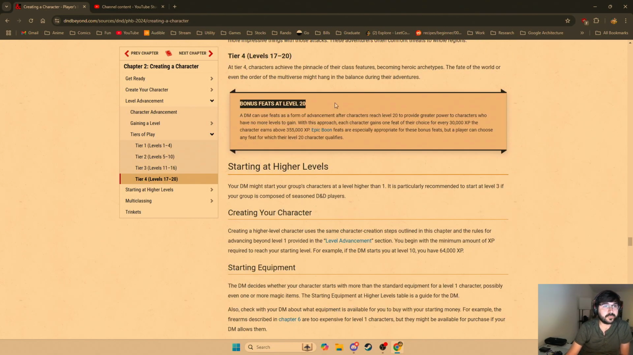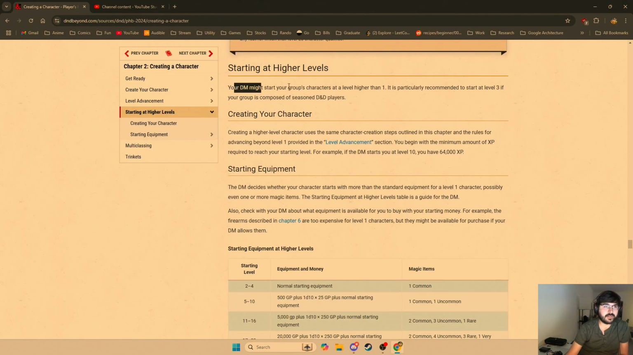Bonus feat at level 20. A DM can use feats as a form of advancement after characters reach level 20, providing greater power to characters who have no more levels to gain. Yeah, so I was right, 20 is still the capstone. These are like epic boons and so on, but honestly, sometimes I like letting them go past level 20, just because it's interesting.